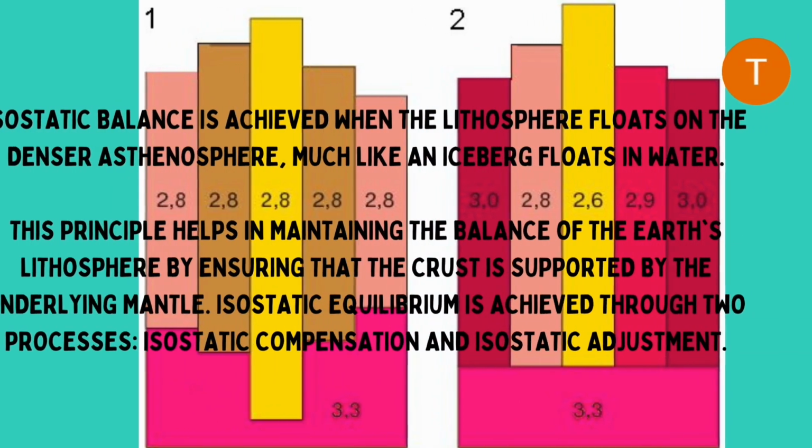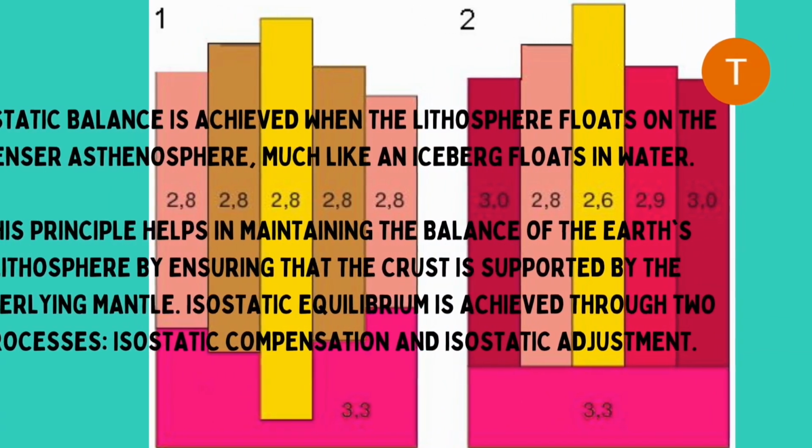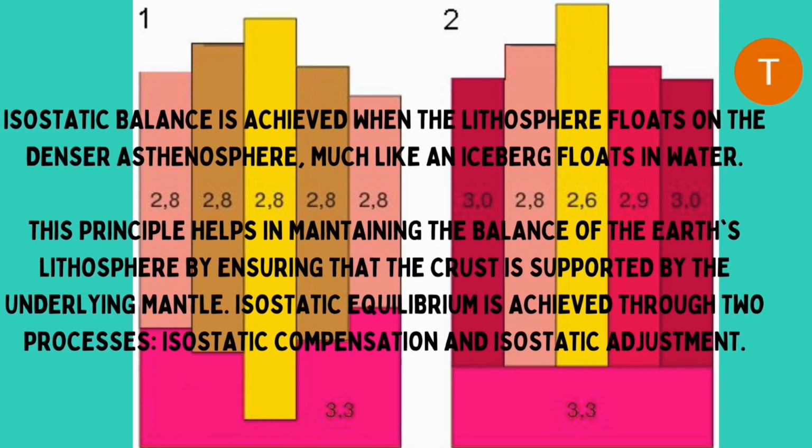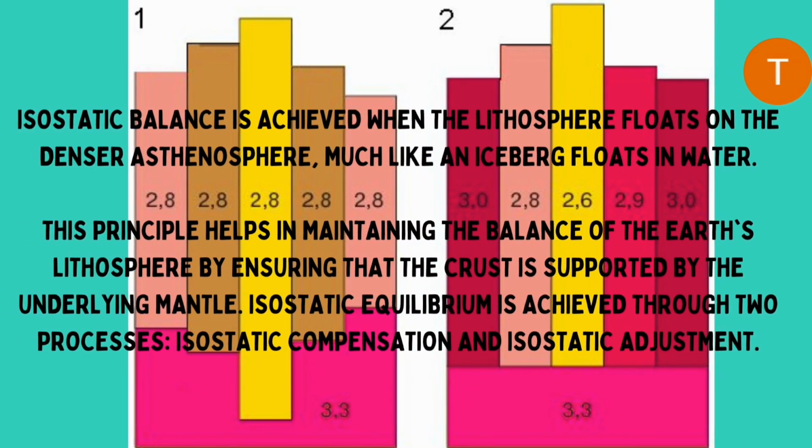Isostatic balance is achieved when the lithosphere floats on the denser asthenosphere, much like an iceberg floats in water. This principle helps in maintaining the balance of the Earth's lithosphere by ensuring that the crust is supported by the underlying mantle. Isostatic equilibrium is achieved through 2 processes, which are isostatic compensation and isostatic adjustment.